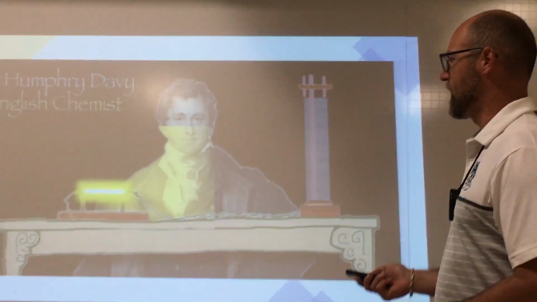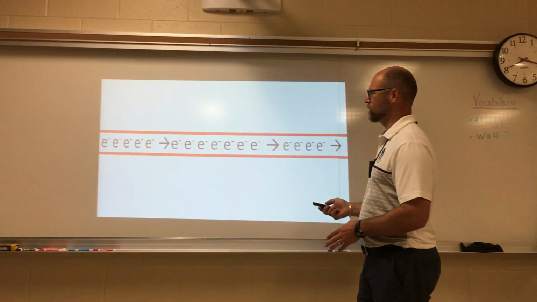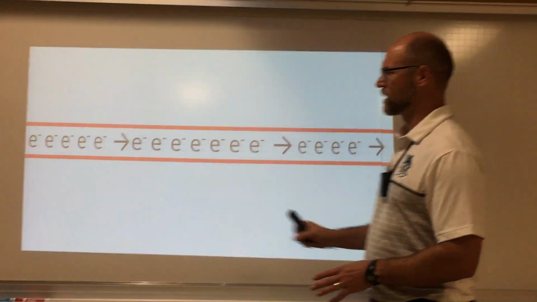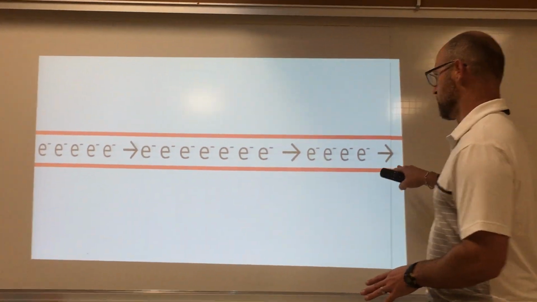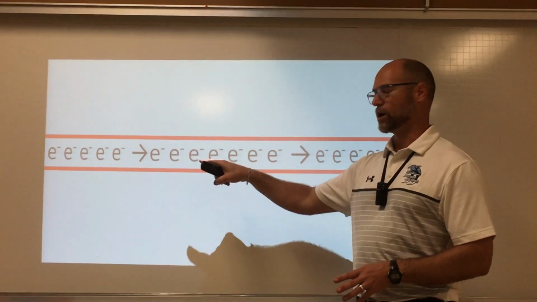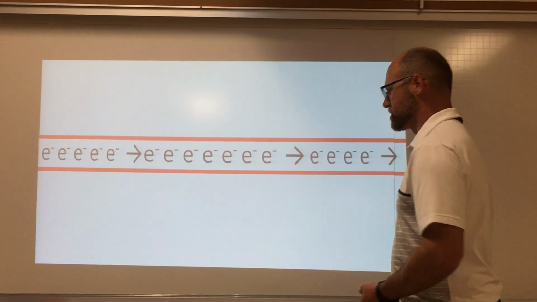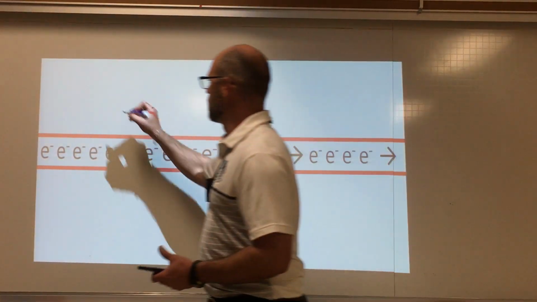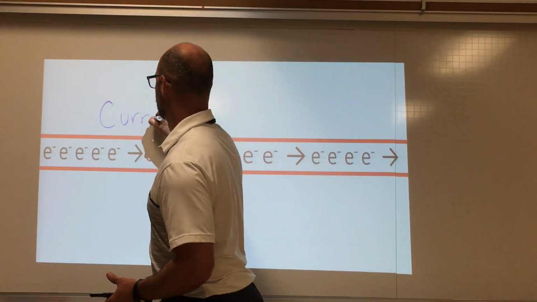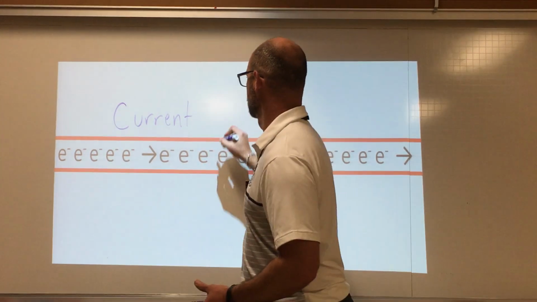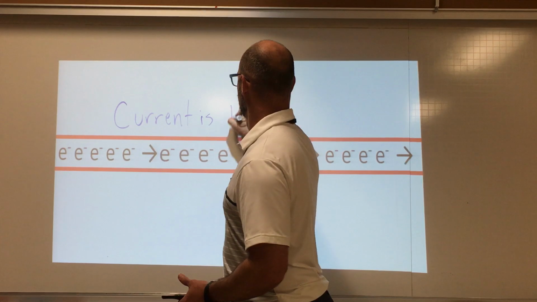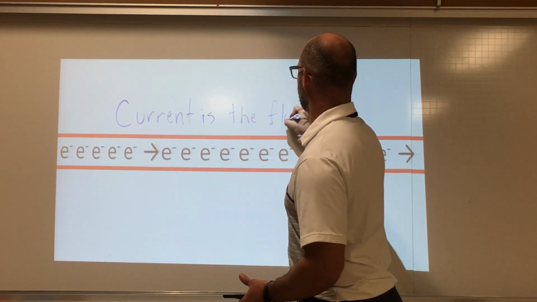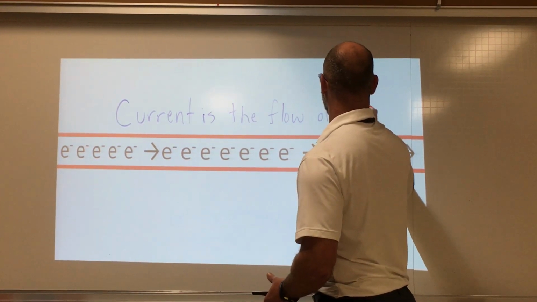Now, let's look at how that worked. To see how that works, I've got a wire simulated here. And through this wire, we're passing a current. A current is essentially just the flow of charge, in this case, the flow of negative charge, electrons. So current we will call the flow of electrons.